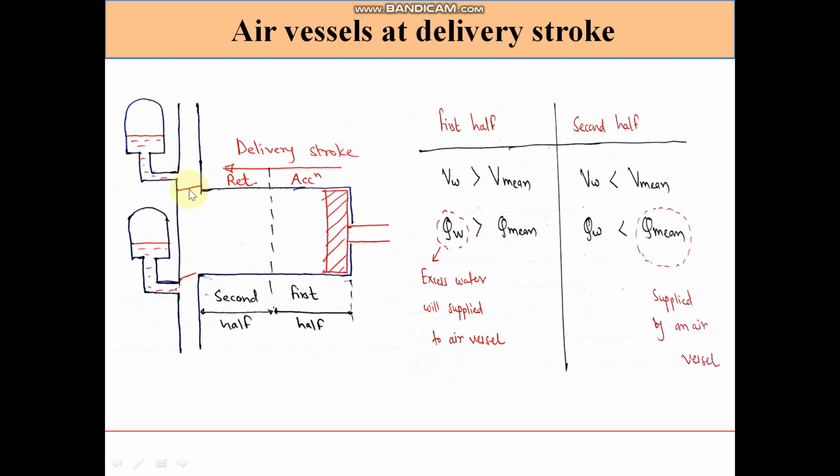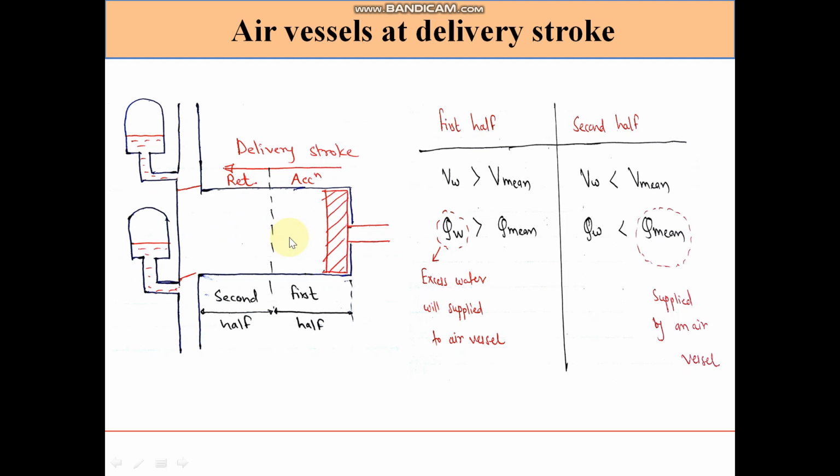Due to this more discharge, pressure at the entrance of air vessel is more. Initially, pressure inside the air vessel is less, so water now easily moves inside the air vessel. So excess amount of water is delivered to the air vessel, and water from the delivery pipe gets the mean discharge. So in the first half of the piston stroke, excess amount of water will be supplied to the air vessel. Let's see what is going to happen in the next half.